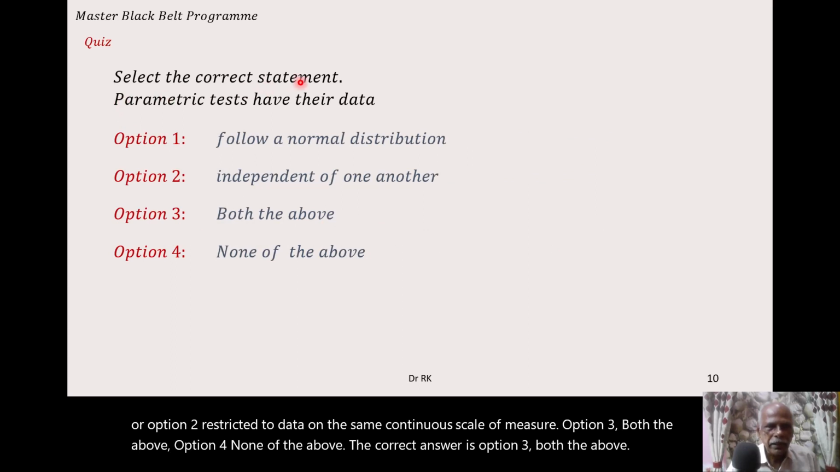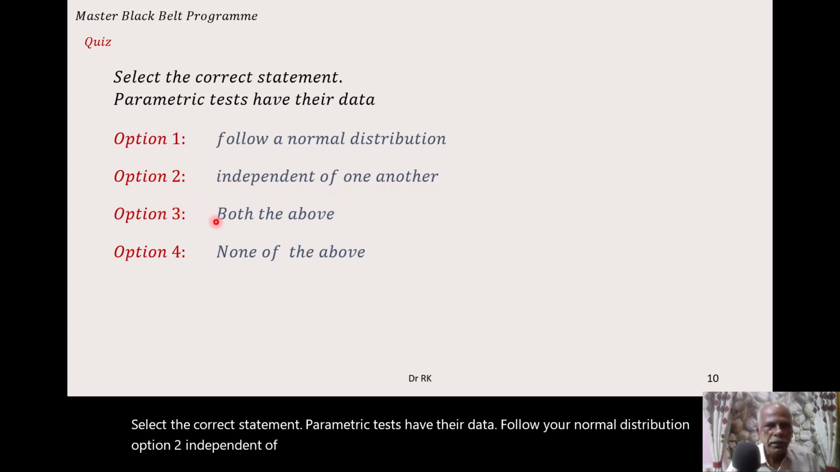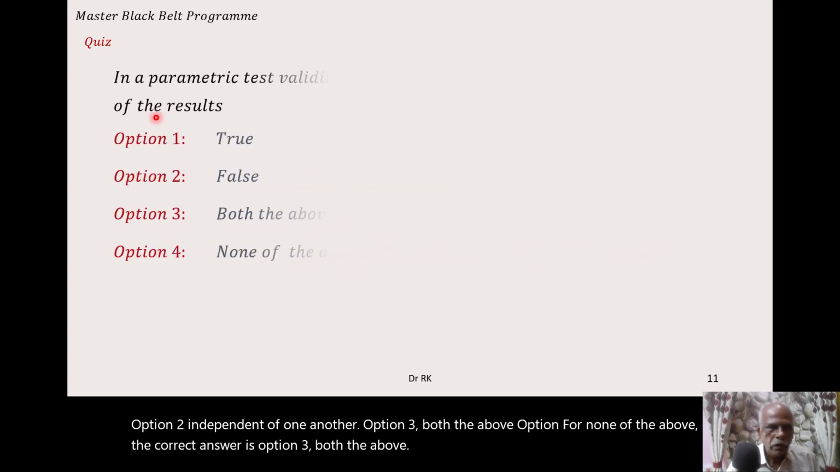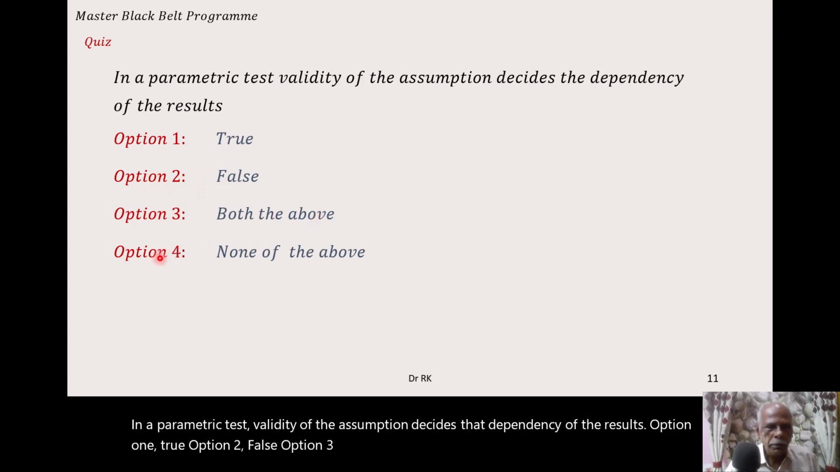Select the correct statement. Parametric tests have their data follow a normal distribution. Option 2, independent of one another. Option 3, both the above. Option 4, none of the above. The correct answer is option 3, both the above. In a parametric test, validity of the assumption decides the dependency of the results. Option 1, true. Option 2, false. Option 3, both the above. Option 4, none of the above. The correct answer is option 1, true.